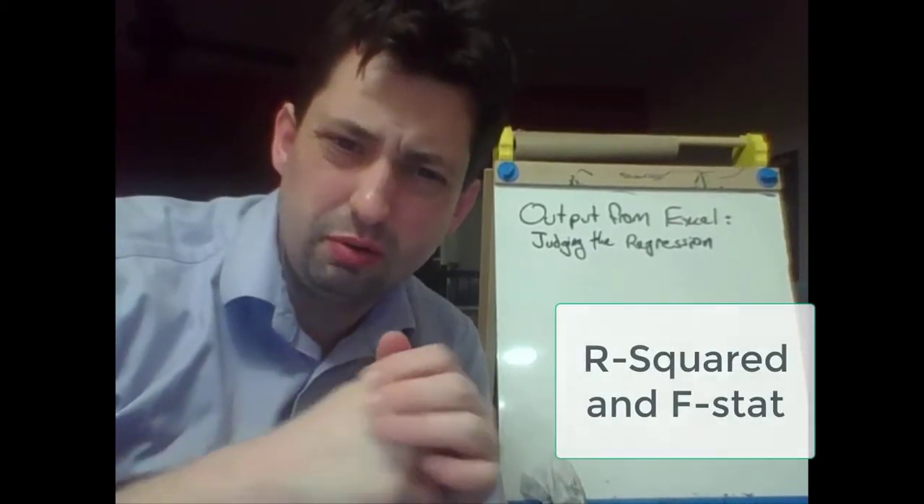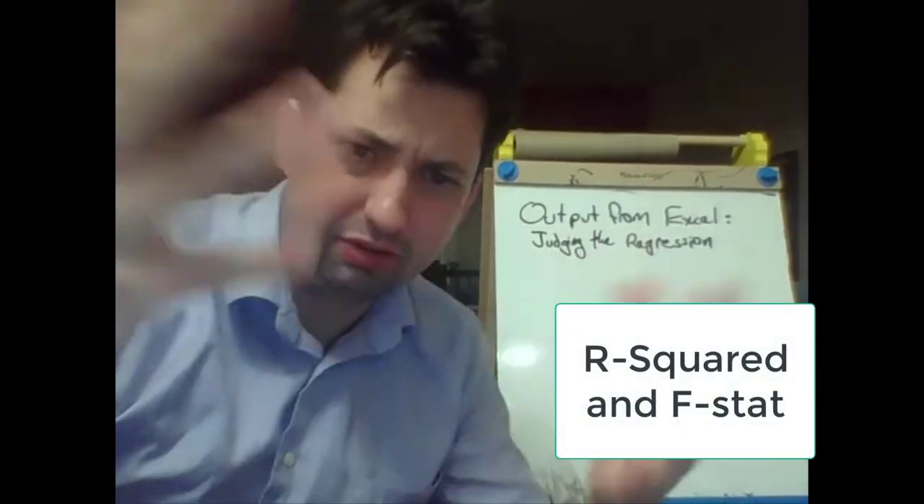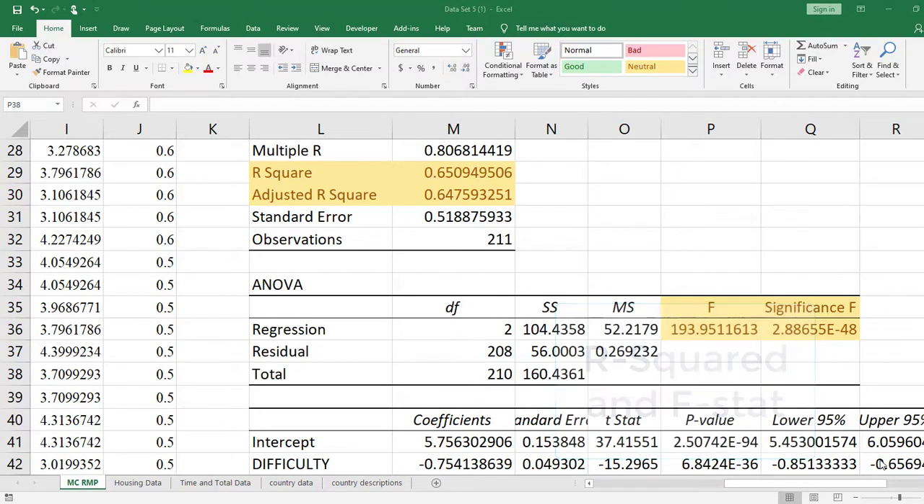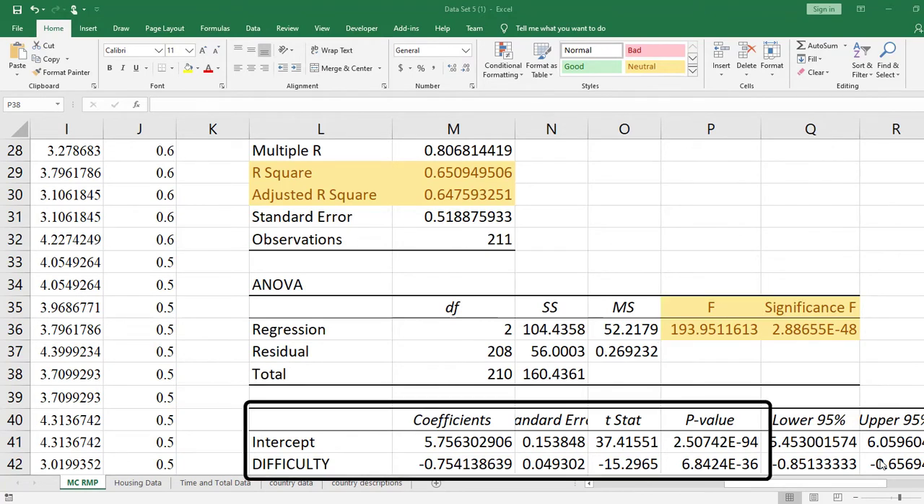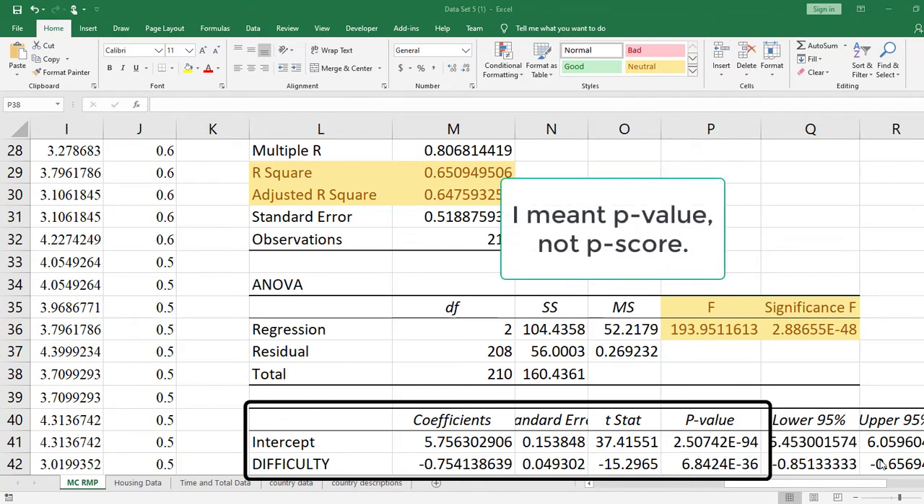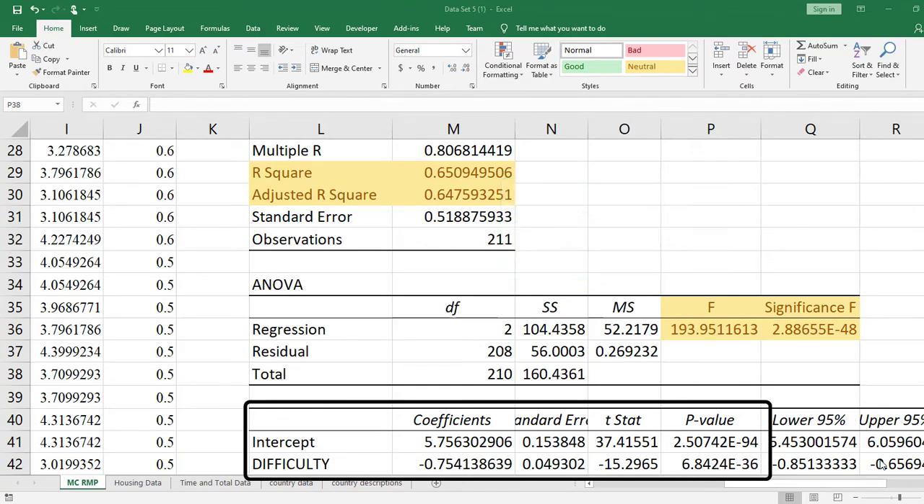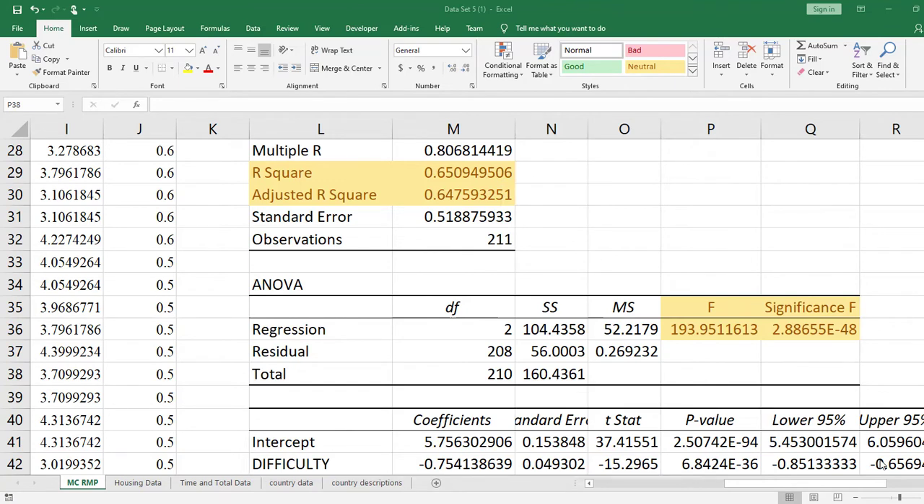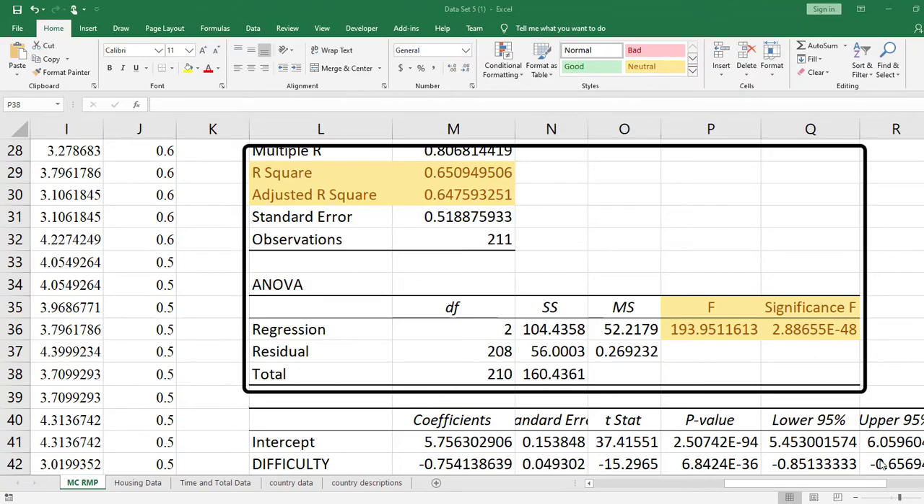Okay, so now we're going to return to the other output that we got from Excel, that big stuff at the top, like the R-squared, the adjusted R-squared, the F-stat, significance F. Well, the material that we were looking at before is at the bottom, with the p-score and the coefficient, judging each individual variable in our regression. The stuff above looks at our regression as a whole.